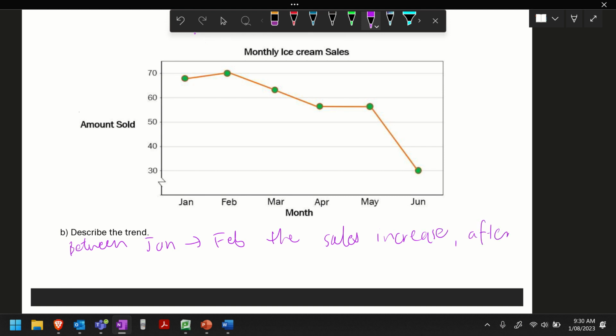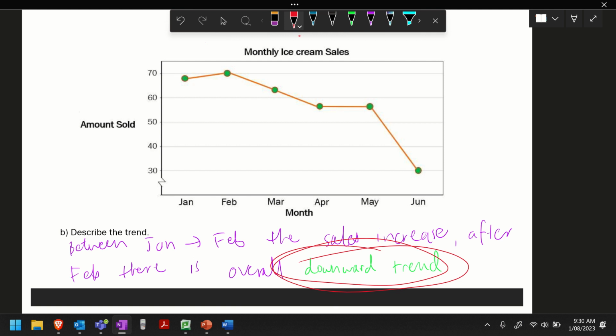After Feb, and this is generally what I'm looking for, Abby mentioned before, it's going down, so overall downward trend, and I'm going to highlight this. This is what I want to see when you do your answers. Can you guys see that? Okay, overall downward trend. So it's either upward or downward. In year 11, this is exactly what they look for. They want you to write down that. You can add other things on top of that too, but this is the main thing that your assessors will look for. The words downward and trend.